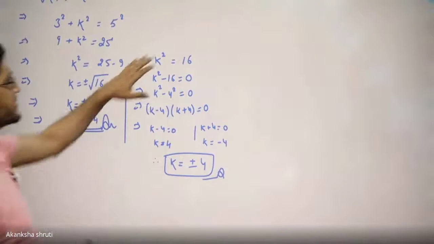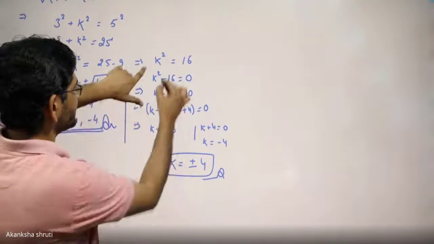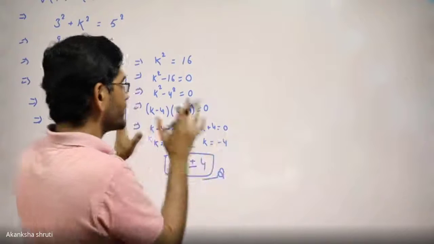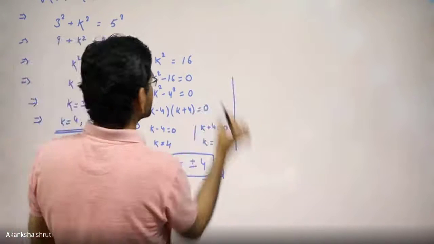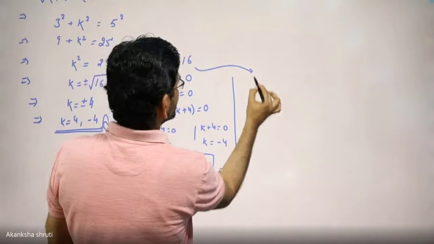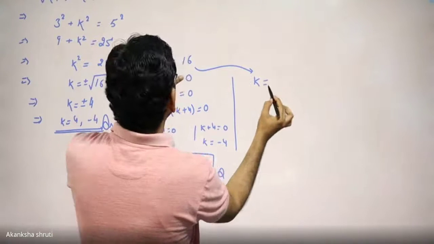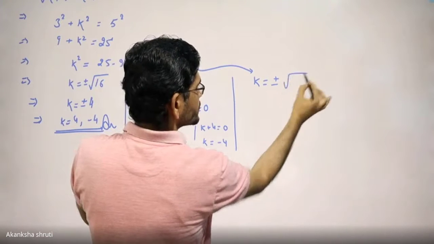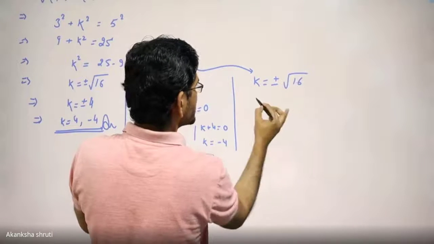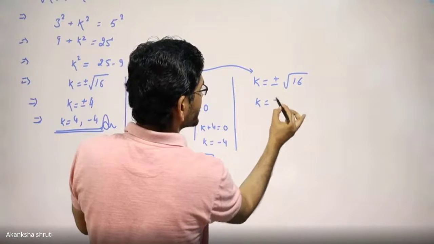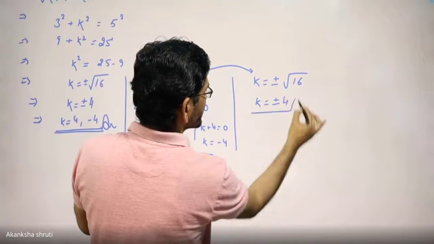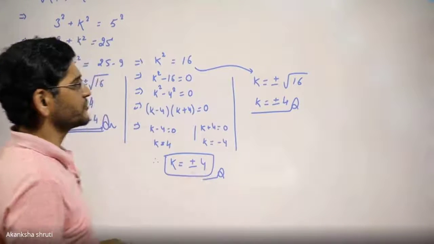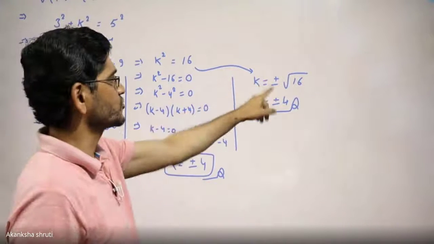Rather than going for the factorization method, though it is the most appropriate method, in mathematics we have adopted that to get the value of K, to remove the square, we take the square root with plus minus. So directly from here we get plus minus 4. Okay, students? So you can use this method or that method, both are correct, but do not miss these two possibilities.